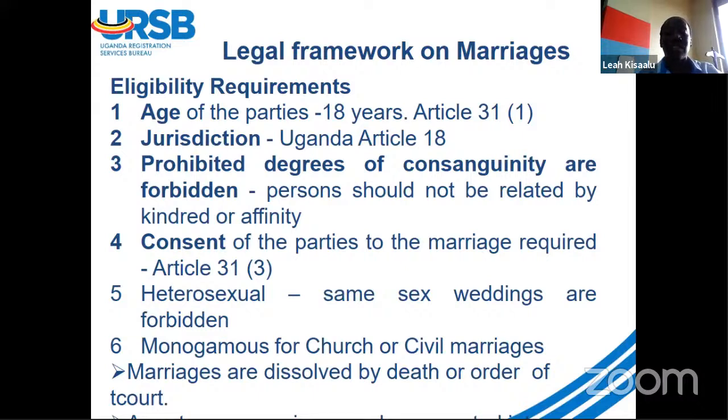The number 5 is heterosexual. You must be of different sexes. Same-sex marriages in Uganda are prohibited by the different laws. But first of all, the Constitution does not allow same-sex marriages. So you must be a female and a male for you to qualify to be married.